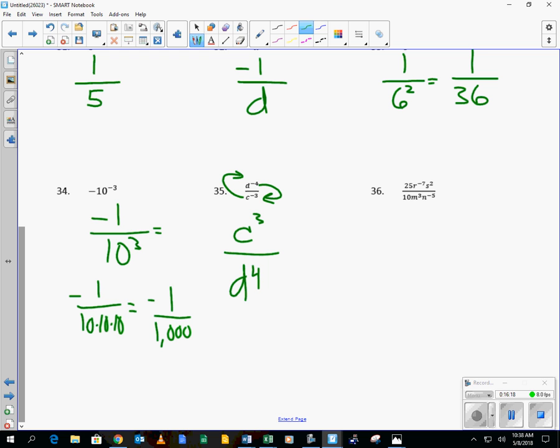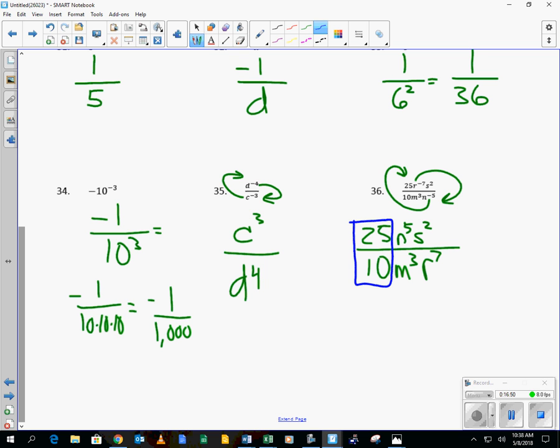And finally, one similar to the other one we looked at, you see r is being taken to a negative power, it's going to move down. n is being taken to a negative power, so it will move up. So we have 25 in the numerator. We have 10 in the denominator. We have n to the fifth in the numerator, along with s squared. You have m to the third in the denominator, along with r to the seventh. Now, all the exponents are positive, which is what we want, but we will simplify 25 over 10. Both are divisible by 5. We get 5 n to the fifth, s squared divided by 2m cubed r to the seventh.